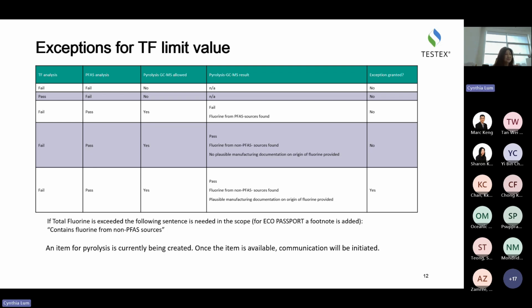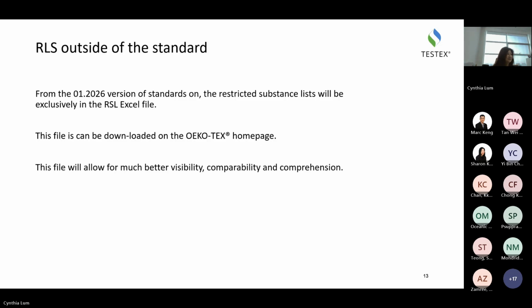So this is a work in progress, and we will come back to you a little later on once we have the pyrolysis methods defined. So RSL outside of the standard, the latest and updated, also whether the corrected versions of the RSL and standards will be released in April.